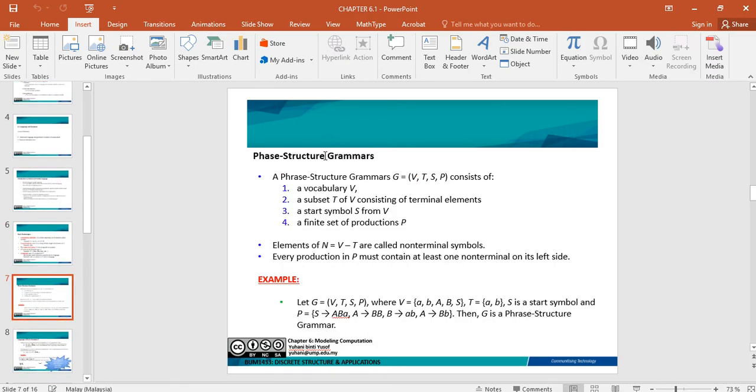Now we want to know what a phrase structure grammar is. A phrase structure grammar needs to contain V, T, S, P. What is V? V is the vocabulary. What is T? T is the terminal, meaning the end vocabulary, usually represented by small letters. What is S? S is the starting symbol. What is P? P is the production. Whatever language is generated by this grammar will be based on this production, and we will start from S.